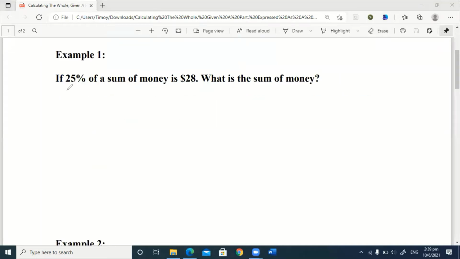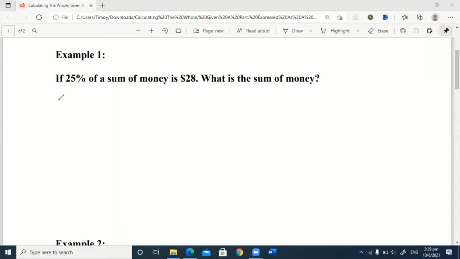For example, if 25% of a sum of money is $28, what is the sum of money? First, we need to have a clear understanding of what this question is suggesting. Let's read it again. If 25% of a sum of money is $28, what are they saying? 25% represents a fraction of the money. So what they are saying is that 25% is equivalent to $28.